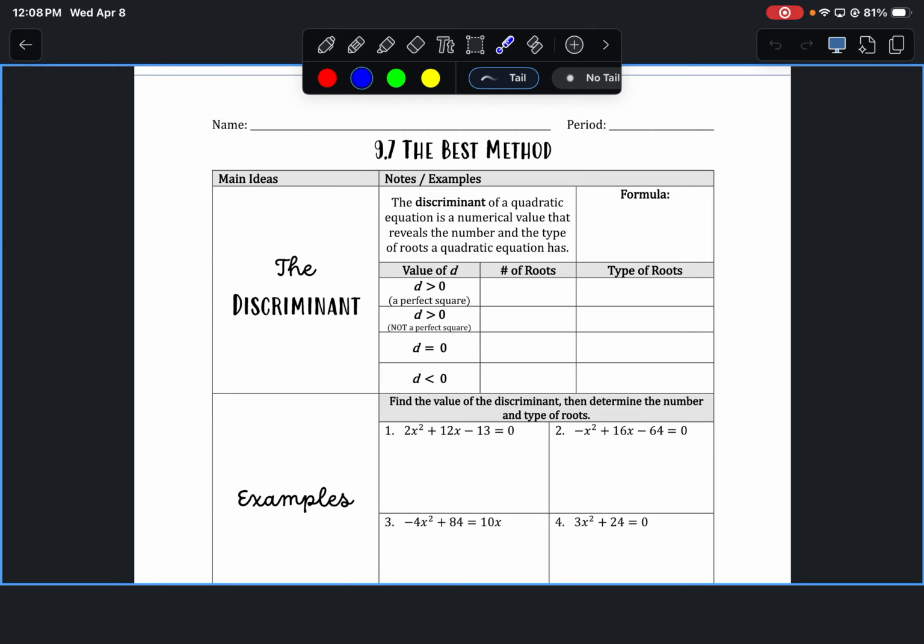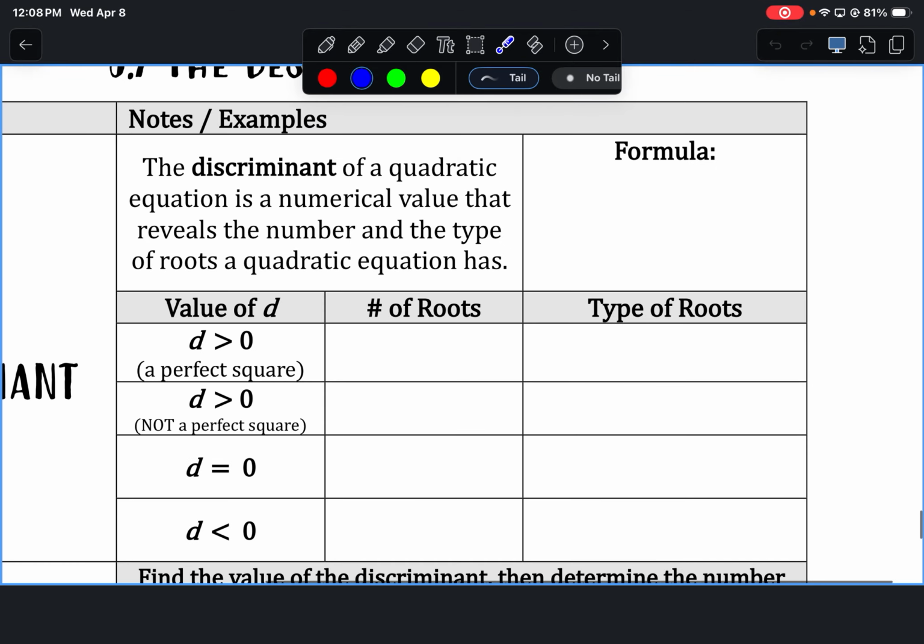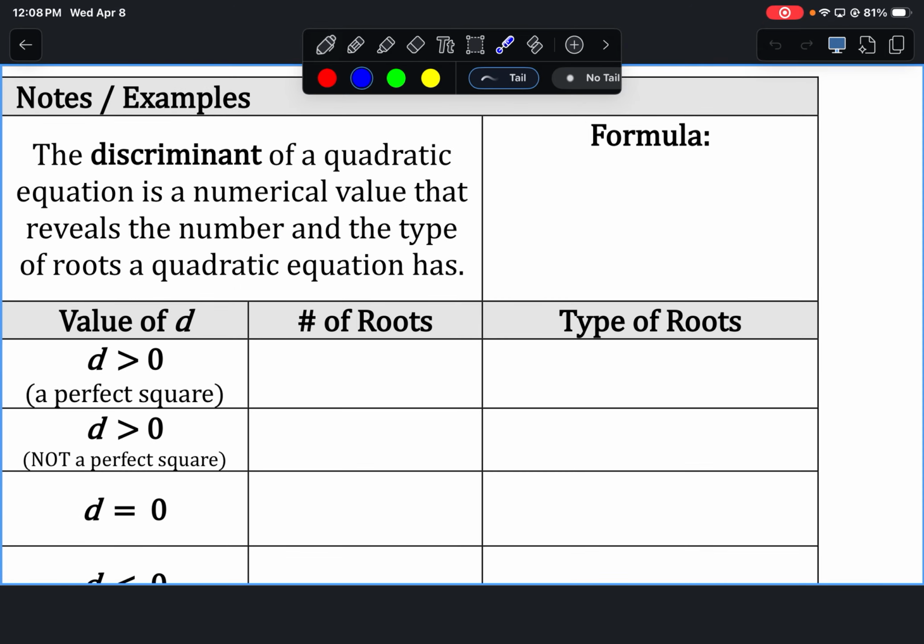So our discriminant is equal to b squared minus 4 times a times c. So what plugs in first? 16. Okay, so if we plug in 16, we get 16 squared minus 4 times -1 times -64. All right, so what is our discriminant equal to here? 0. If our discriminant is equal to 0, what does that tell us? One real rational root.